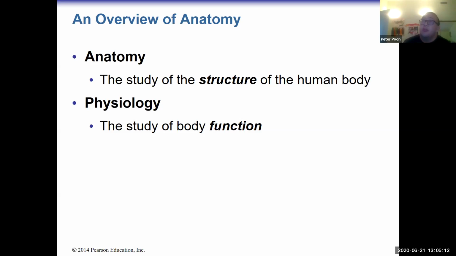It is where everything is, like where some of the bones are, where some of the muscles are, where nerves are, etc. Physiology is the study of body function, and these two things actually go hand in hand, right? So the structure tells you what the physiology is able to do. The physiology tells you what the structure should do.